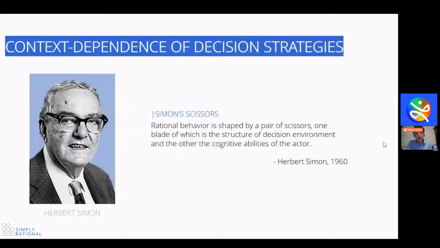So the whole thing started with Herbert Simon in the 60s. Herbert Simon is, if you don't know him, I really recommend reading some of his work. I'm currently reading Administrative Behavior, which he wrote 75 years ago and is still absolutely applicable to understanding organizations today.